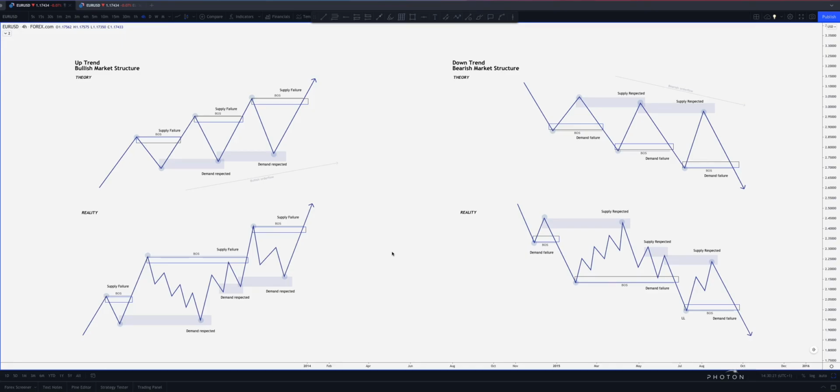So we're going to go through these and then we'll hop onto the actual charts in the next lesson, and we'll go through the price action and just apply the actual theory to the price action and show you how it works in reality.